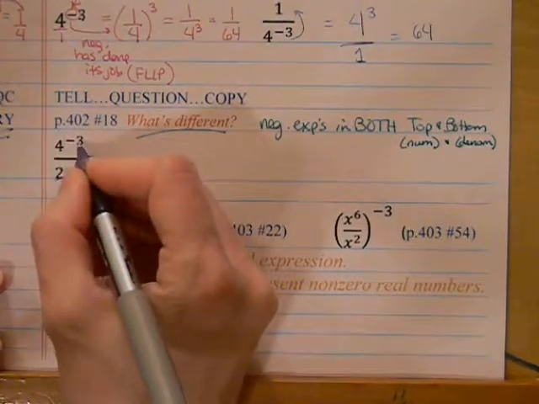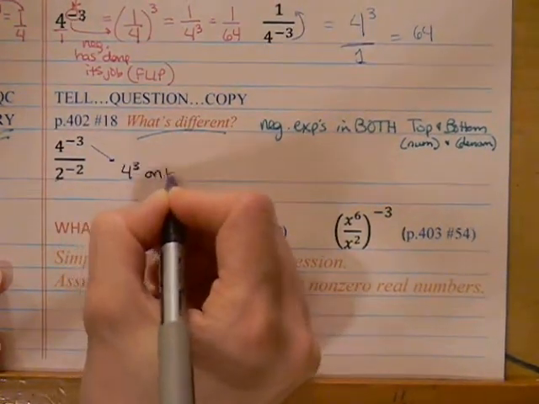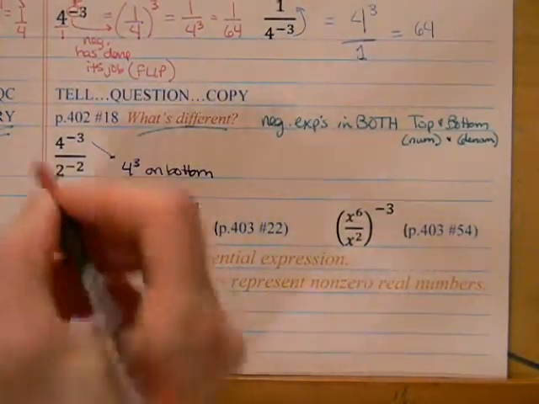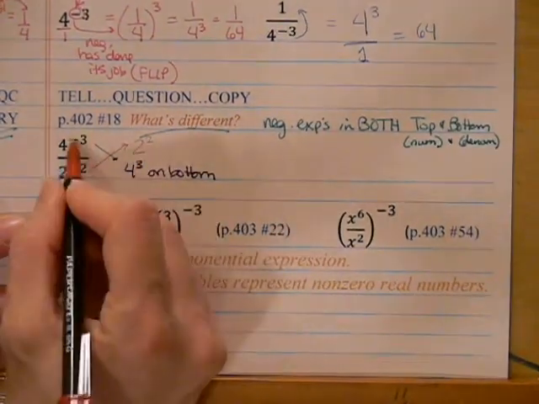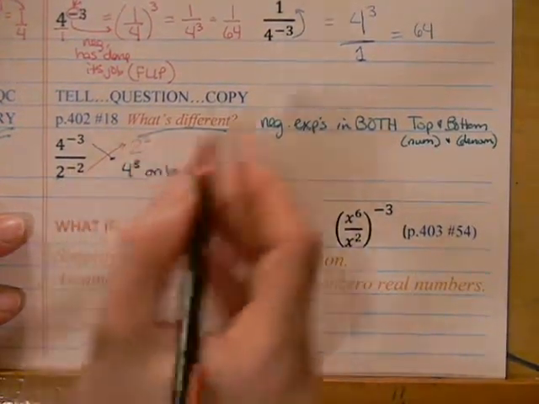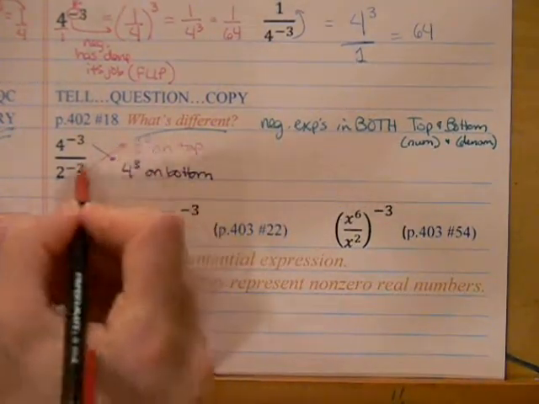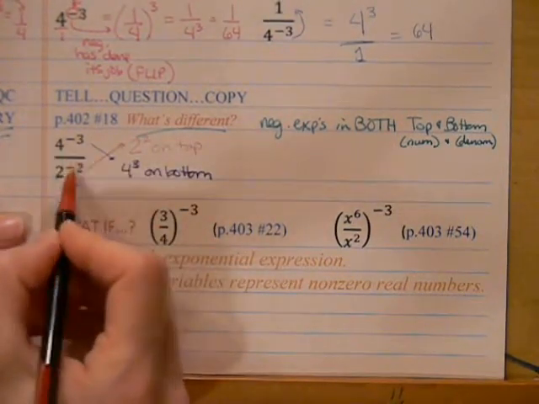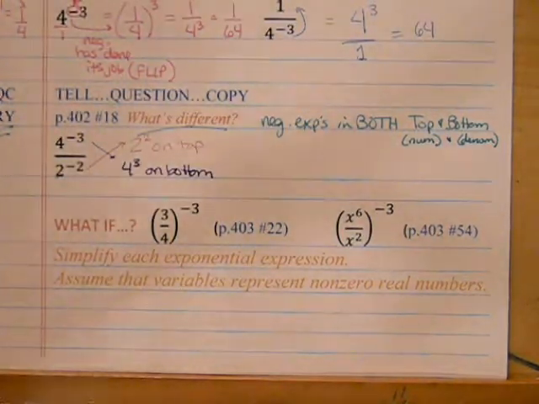So 4 to the negative 3 is going to become 4 cubed on the bottom. And the 2 to the negative 2 is going to become 2 squared. Notice the negative has done its job and disappeared. It's going to become 2 squared on the top. The exponent remains the same, 2 and 3, but the negative has done its job by moving it to the opposite location of the fraction.